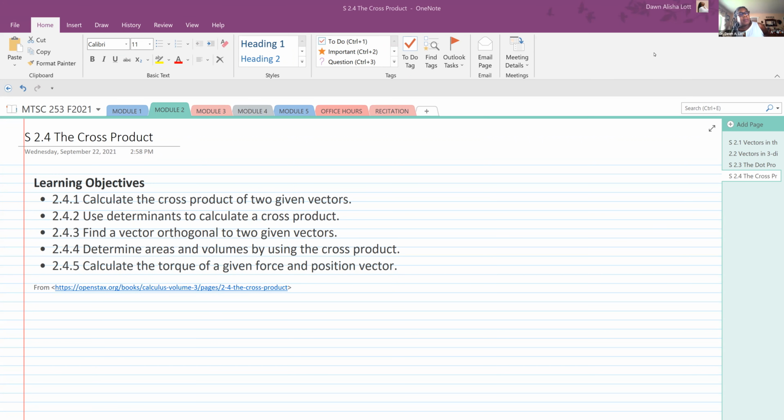So now we're going to learn about the cross product, and we're going to calculate the cross product of two given vectors, use determinants to calculate a cross product, find a vector orthogonal to two given vectors, determine areas and volumes by using the cross product, and calculate the torque of a given force and position vector.